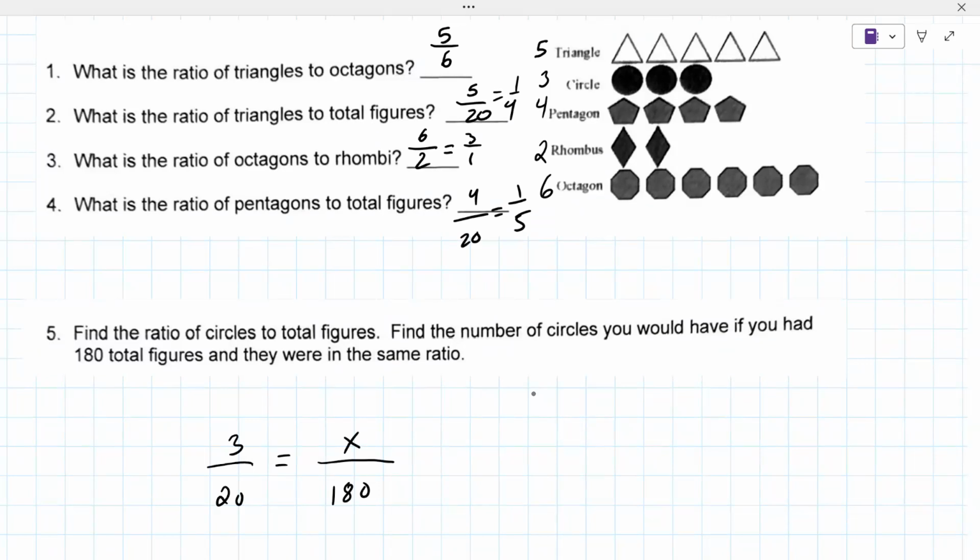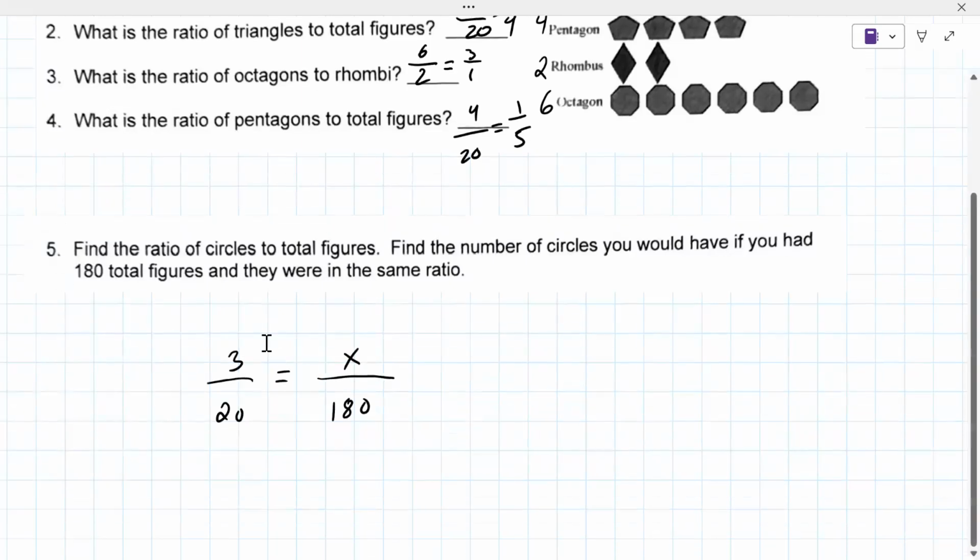So if you multiply that, 20 times 10 is 200, so 90. You either cross multiply, or pre-reduce and then cross multiply, or figure out the multiplier.